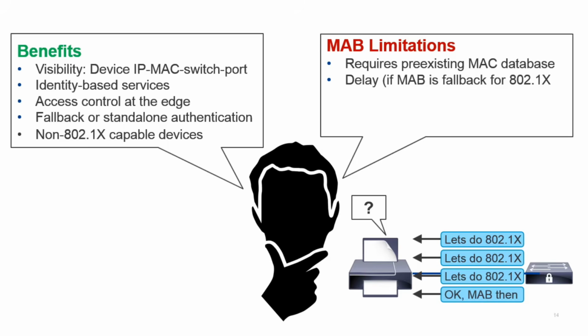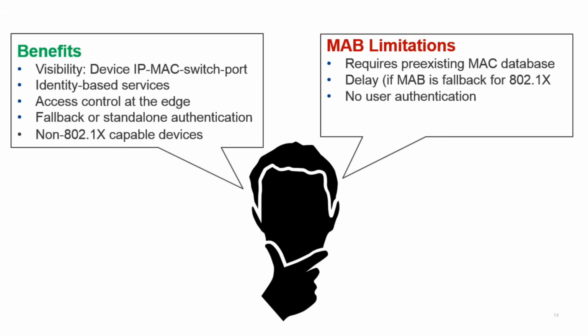Now remember, MAB only authenticates devices, not users. So different users logged into the same device will have the same network access. And finally, unlike 802.1X, MAB is a fairly weak authentication method and can be defeated by spoofing a valid device's MAC address. Okay, so we understand the benefits and concerns.